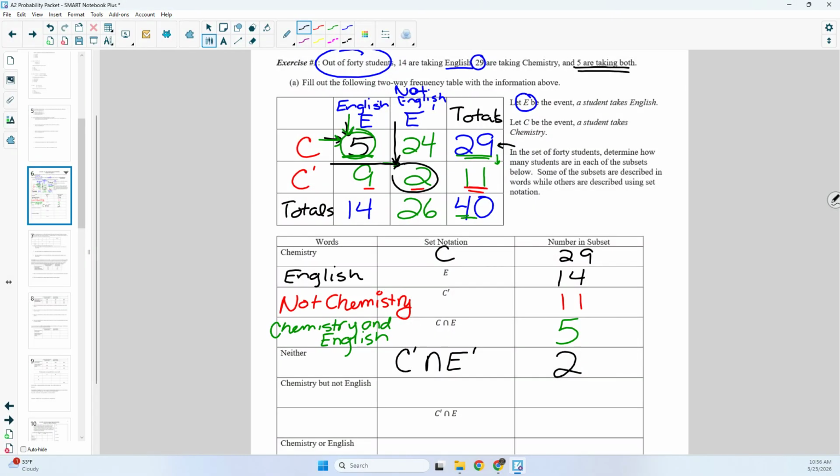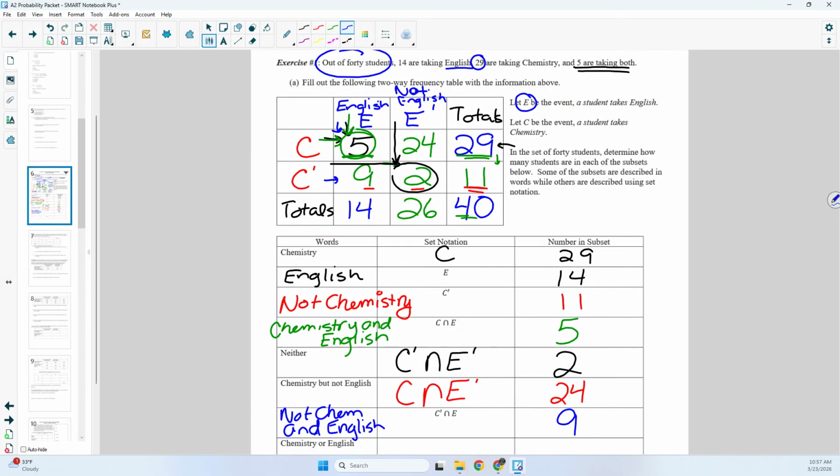So writing up the next one, we have chemistry but not English. We don't have the word and, but in this case that does mean an and, chemistry and not English. So that is also an intersection. I want them to be in chemistry, and I also want them not to be in English. So if I intersect those two, the C with a not E, I get 24. And lastly, this is not chem and English. So that intersection, not chemistry and English, is 9.